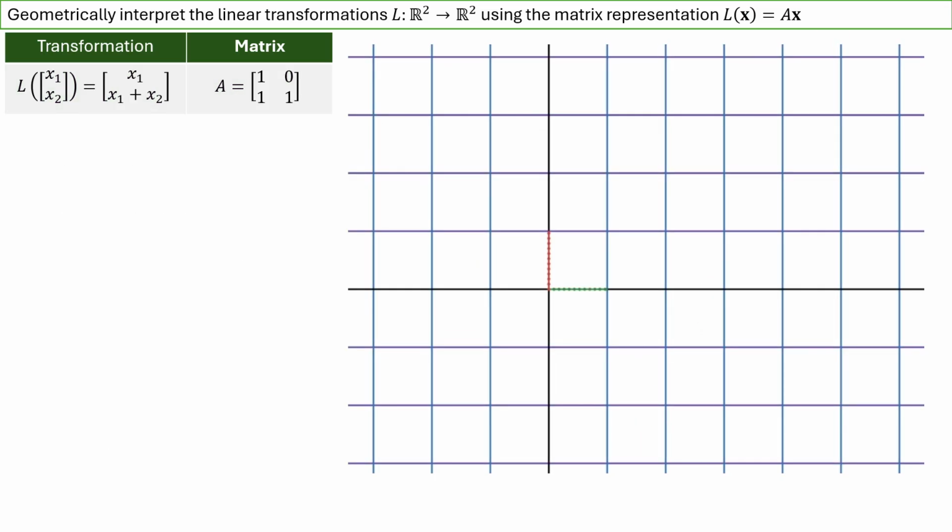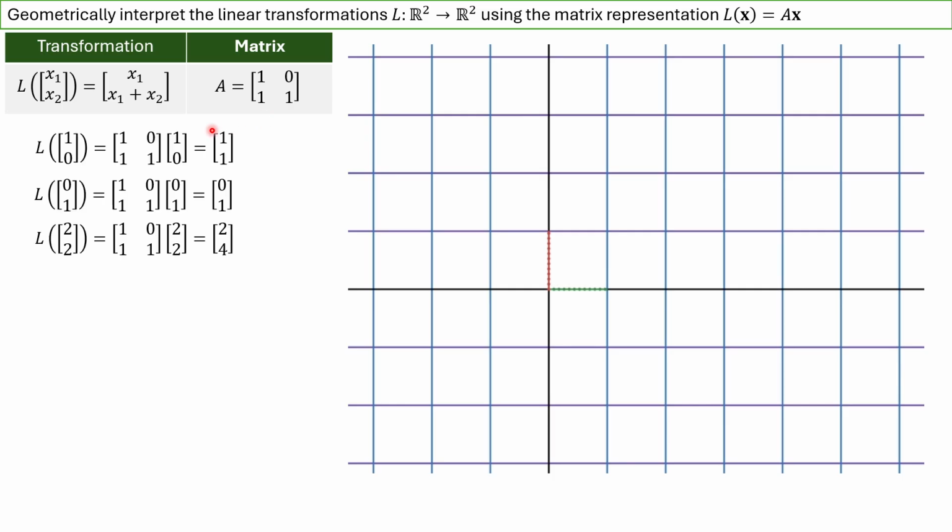Now for the second example from our table, this is the matrix with 1s on the diagonal and 1 in the bottom left corner. All right, so let's trace the points. The first basis vector 1, 0 should be mapped to the first column, which is 1, 1. The second basis vector 0, 1 should be mapped to the second column, which is also 0, 1, so that will not be changed.